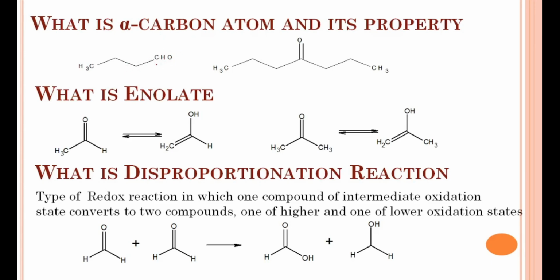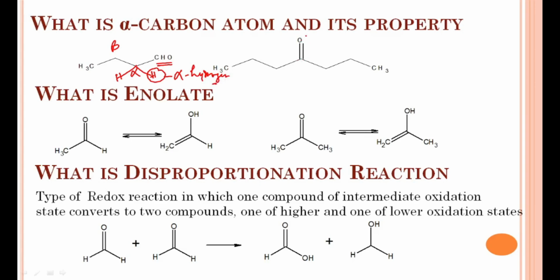The carbon atom that is attached with the functional group, this is the functional group here, so this is the alpha carbon atom. The second one is the beta carbon atom. Now the hydrogen that is attached with the alpha carbon atom, so this hydrogen is attached with this alpha carbon atom, then these hydrogens we call alpha hydrogen atoms.